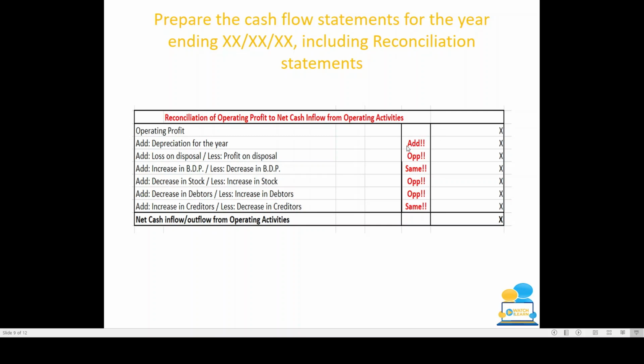So for depreciation, always add it on. And for these ones here, if you just remember, the disposal, stock and debtors are the opposite of what you think. So if it's an increase, you would take away. A decrease, you add it on. And the bad debt provision and the creditors are the same as what you think, meaning if it's an increase, you would add it on, and a decrease, you take it away. That's just an easy way to remember.